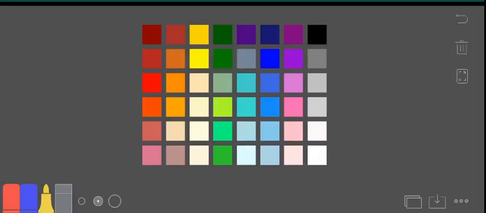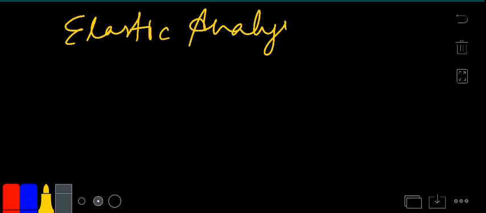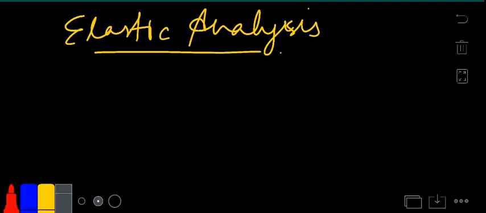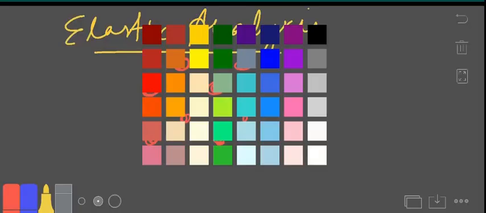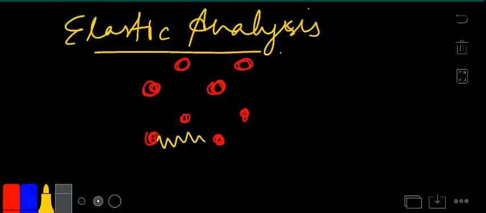Now, the first thing that we need to understand in this chapter is the elastic analysis. To understand this, I'll be drawing a ball spring model. This is a very famous model. Consider there are balls on the corners of a cube, and these balls are connected by different springs.